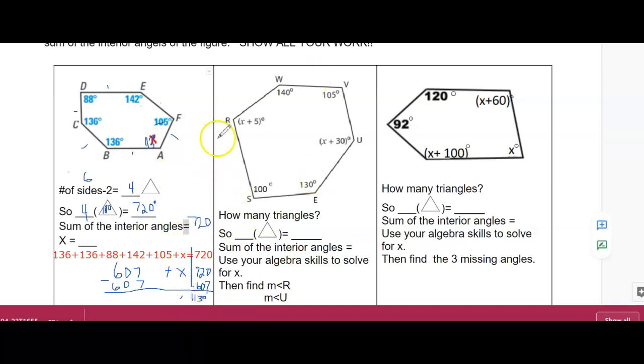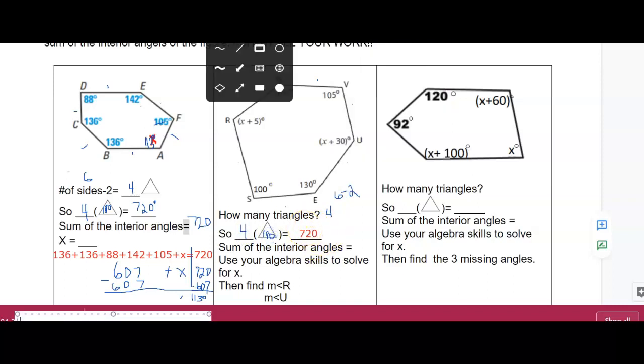Good, try this next one here. This one has a little bit more algebra. But I would first count all the sides. So there's 1, 2, 3, 4, 5, 6 sides. So 6 minus, what's that magic number? Good, 6 minus 2. So 6 minus 2 is 4. So there are 4 triangles. So 4 times each triangle is 180 degrees. So 4 times 180, go ahead and figure that out.